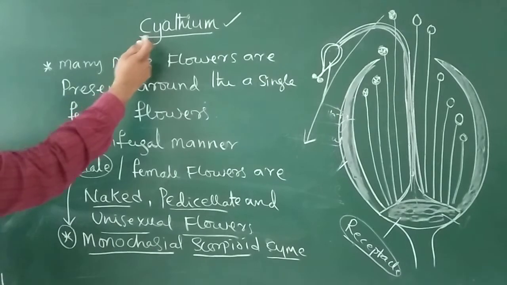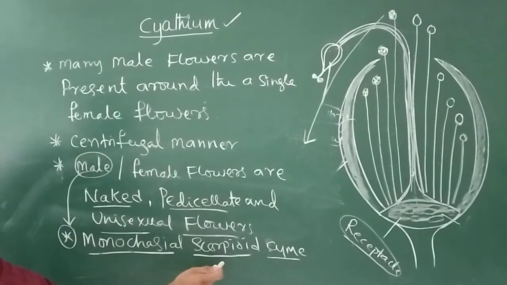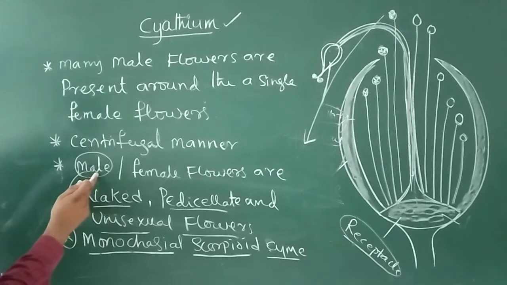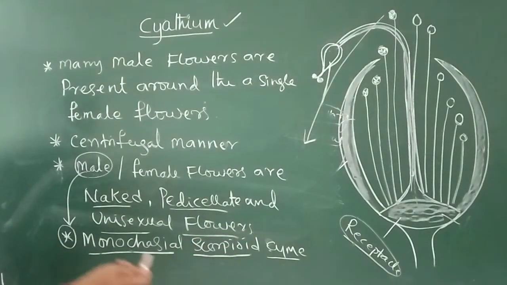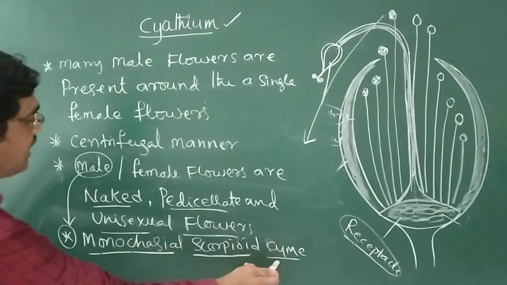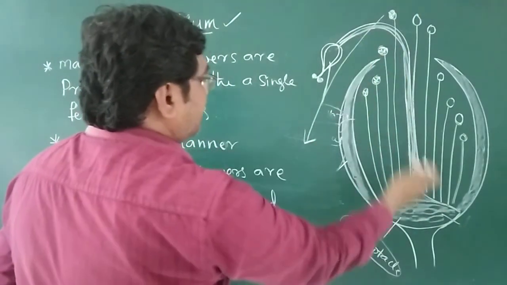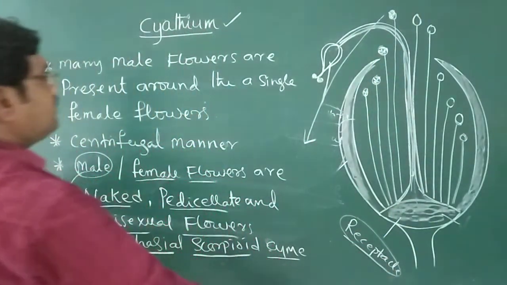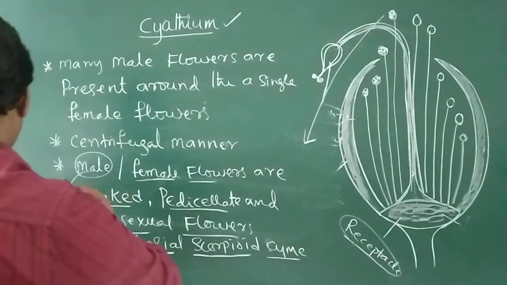This is the most important character in the Cyathium. In a Cyathium inflorescence, male flowers are arranged around the single female flower in a monochasial scorpioid cyme. Female flowers are present at the center of the receptacle of the peduncle. So these are some characters of the Cyathium inflorescence.